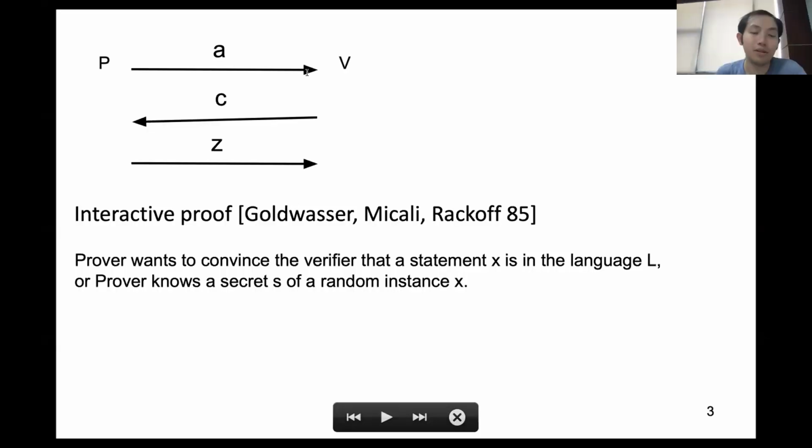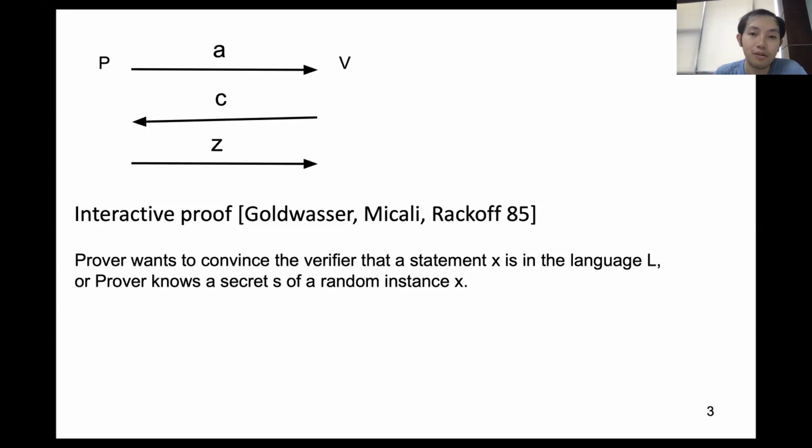To talk about the Fiat-Shamir transformation, let me first tell you what an interactive proof is, although most of the audience should know it. In an interactive proof, there is a prover and a verifier. The prover typically wants to convince the verifier about some statement. For example, the statement is in some language, such as convincing the verifier that a clause is satisfiable, or the prover wants to convince the verifier that she knows the secret of some random instance x. Typically it's for these two kinds of purposes.